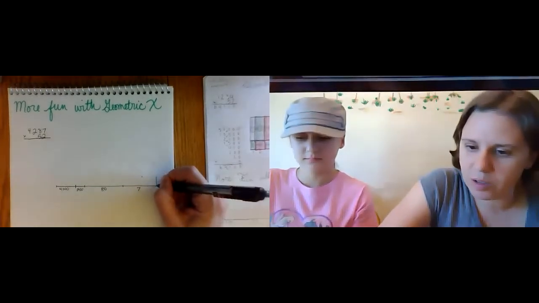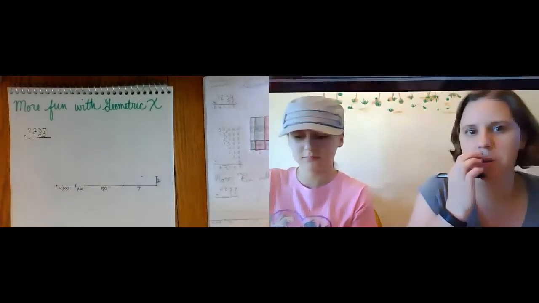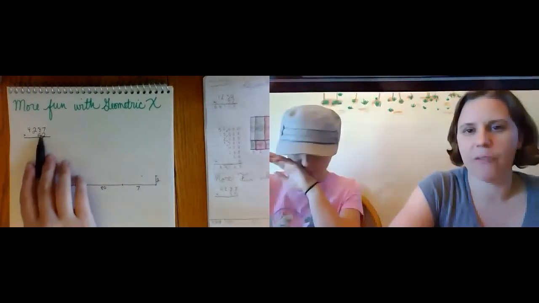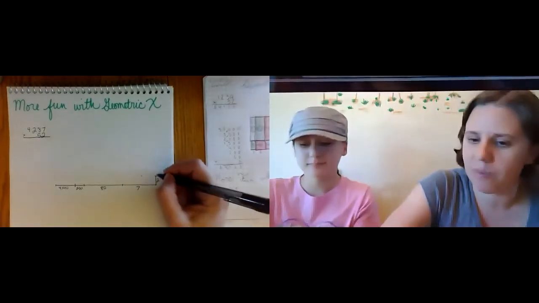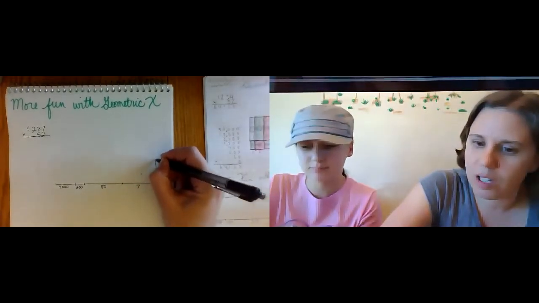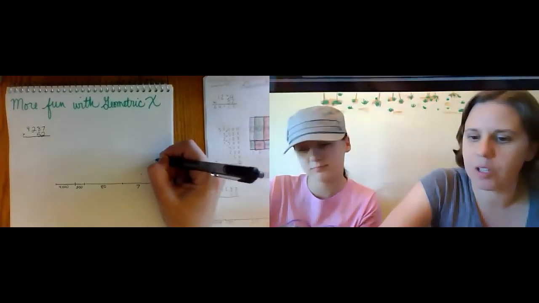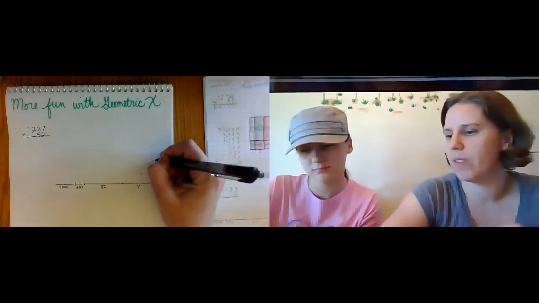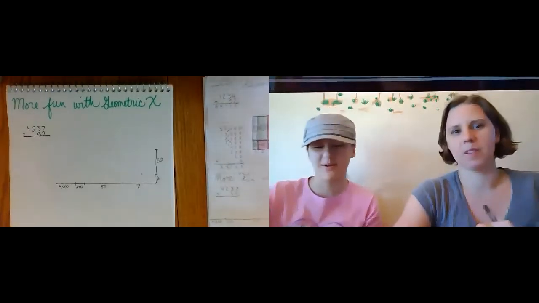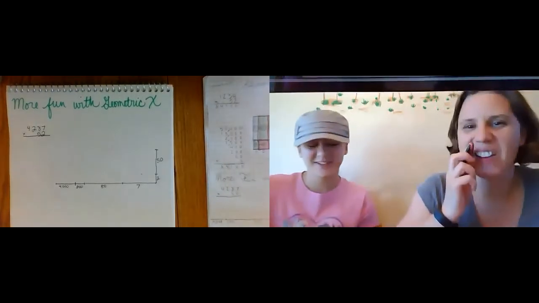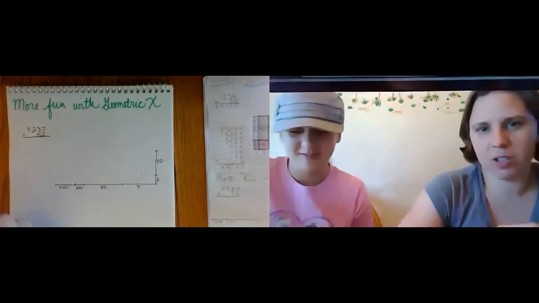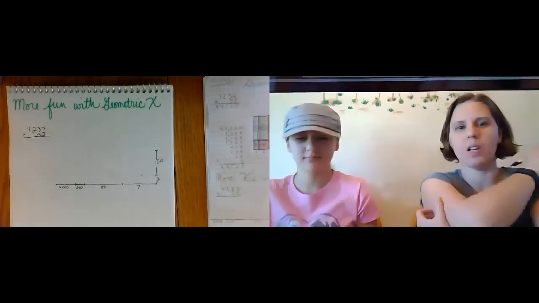So 1, 2, and we're going to label that as 2. Those are units, 2 units. And then we have 5 in our tens place, so we're going to move up 5. 1, 2, 3, 4, 5, and those are tens, so it's 50. Now instead of using the marker, I'm just going to use pen, just like I would want you to, and then we'll color it in.